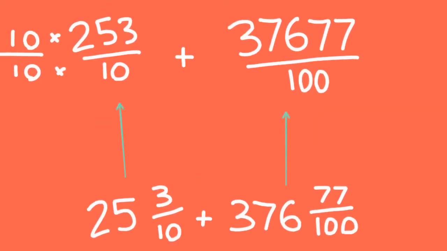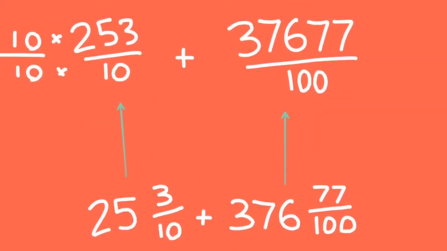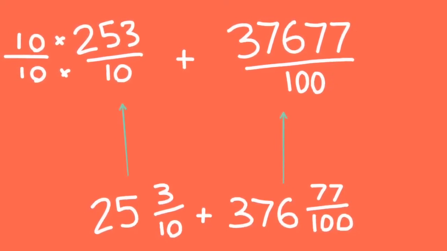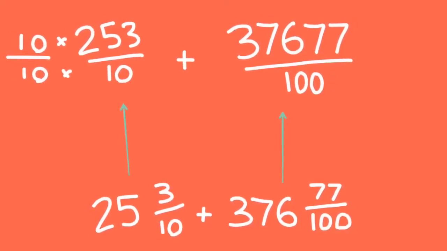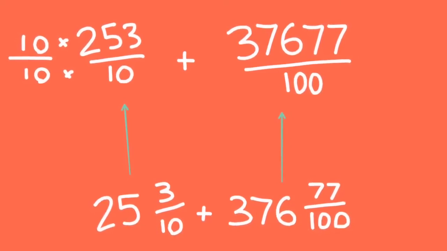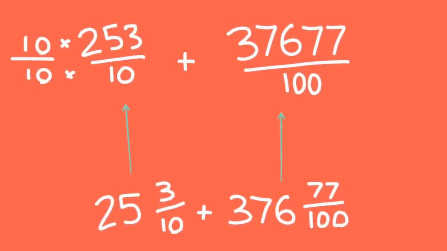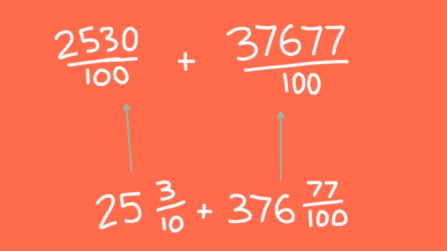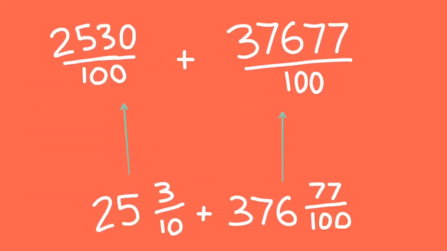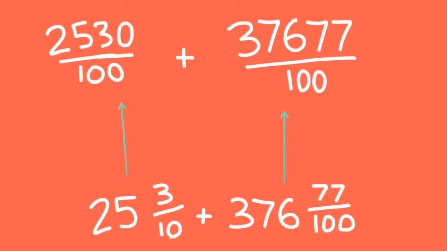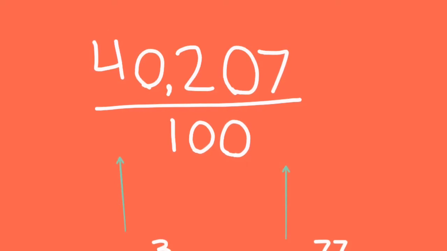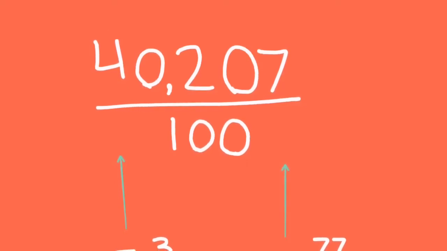Now, in order for us to add this 253 tenths to our hundredths, we need to make them both either hundredths or tenths, or something that's in common. In this case, I'm going to go with hundredths because I know 10 times 10 equals 100. So I'm going to multiply my denominator by 10 and my numerator by 10. And now I have 2,530 hundredths plus 37,677 hundredths. And putting them together gives me 40,207 hundredths.